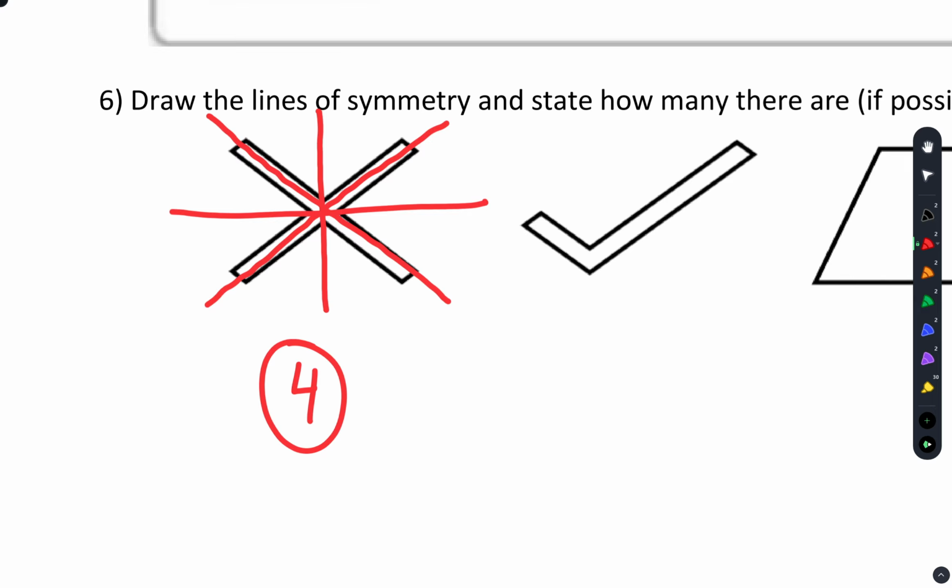Every single way we fold that shape, that X up over across those lines, the edges and the vertices would line up. What about the check mark? Are there any lines of symmetry in that check mark? There is not a single way that I could draw a line through the check mark and make all the edges line up together. So this one is none.